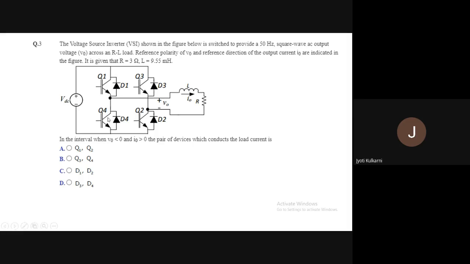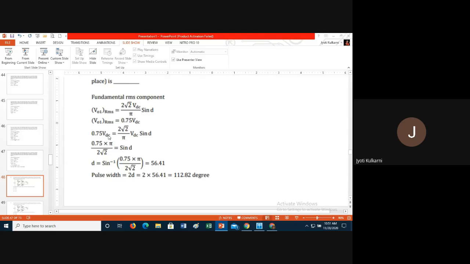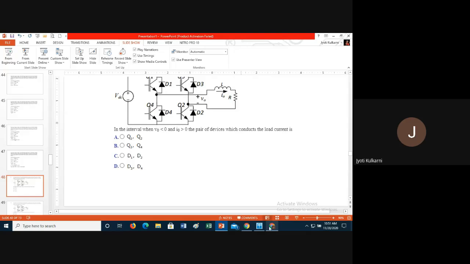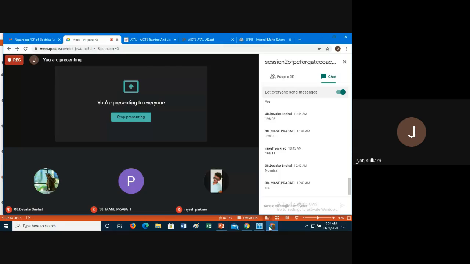To calculate that, first of all, we have to understand the meaning of this part. This is a very important part. In the interval when V0 is less than 0. See, V0 less than 0 means V0 is positive or negative? If V0 is less than 0, tell me, what is V0? V0 positive or V0 negative?